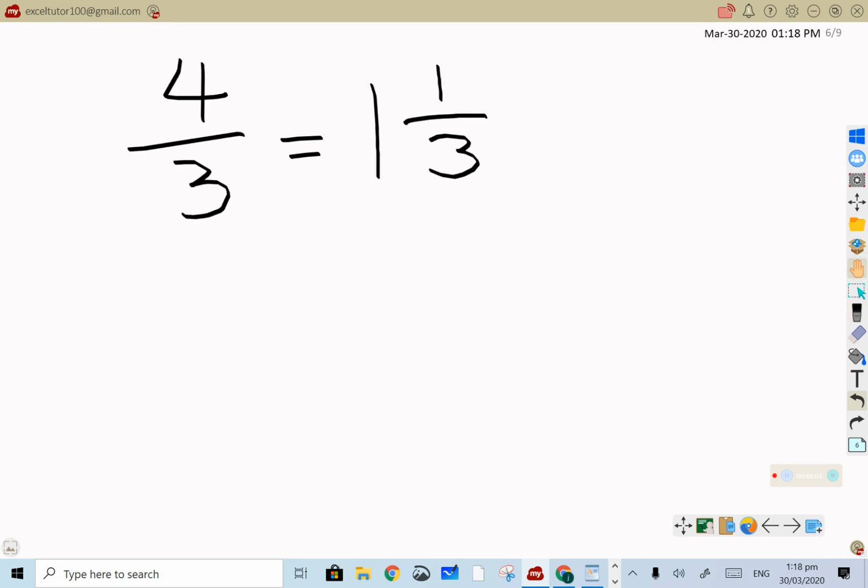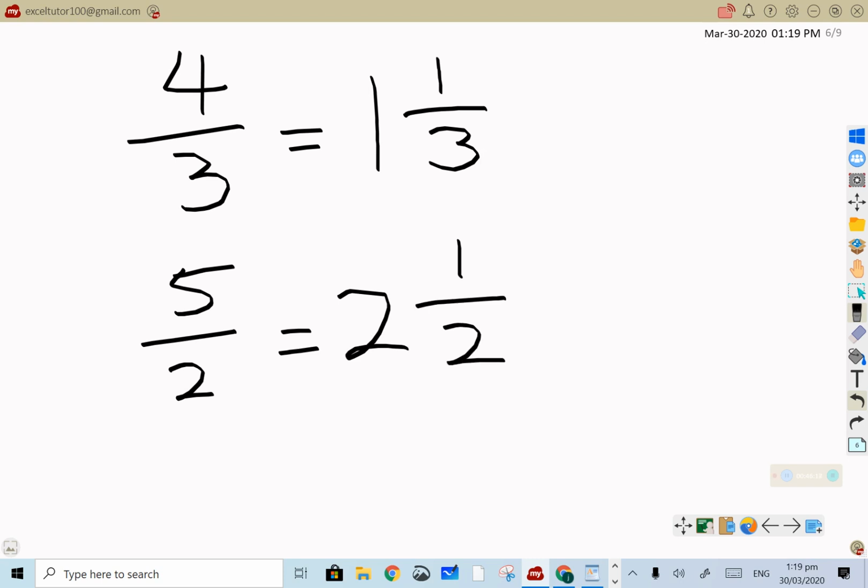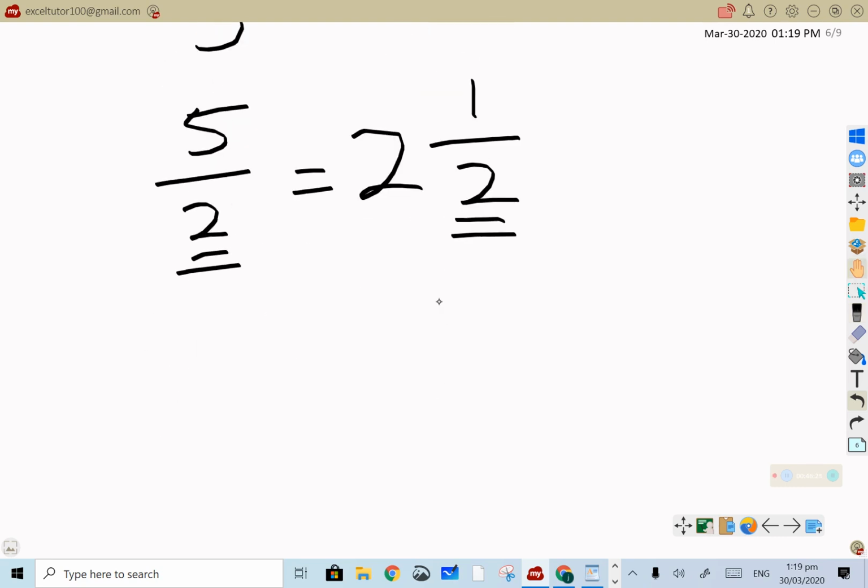We're going to look at another simple one again. So we're trying to look at simple 5 over 2. How many times can 2 go into 5? 2 can go into 5 2 times with a remainder of 1. And then we put it over the denominator. We keep the same denominator. Let us look at another simple one.